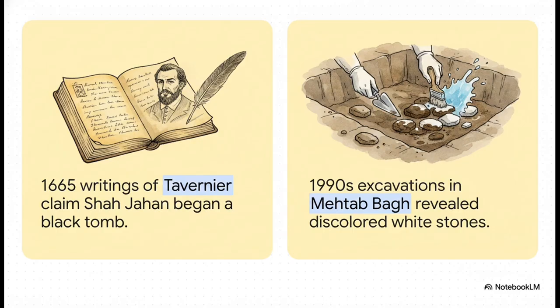In the 1990s, excavations across the river in the Moonlight Garden did find blackened stones. However, testing revealed they were not black marble at all. Actually, they weren't even close. They were simply white stones that had severely discolored over the centuries.